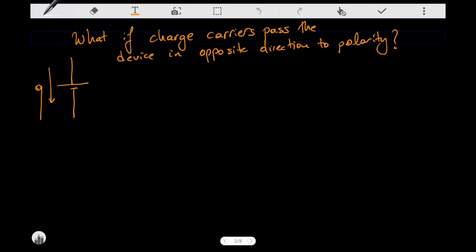So you might wonder, what if the arrow is drawn in the opposite direction? So what if the charge carriers pass the device in the opposite direction to the polarity?